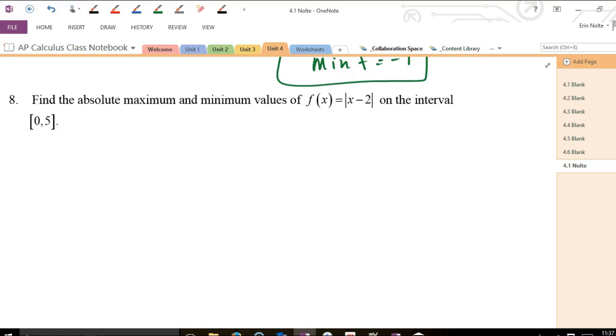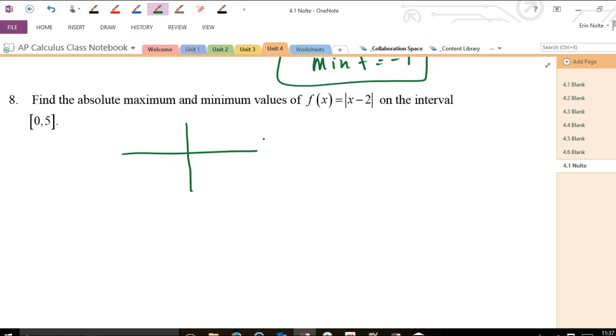Derive it. Anybody know how to derive absolute value? It's illegal? Well, it can be done, but you'd have to write 2 separate functions for it. So what I'm going to do on this one is make this as easy as possible, and I'm just going to graph this, because the absolute value of x minus 2 is very easy to graph. And I can be extremely accurate in my graphing.